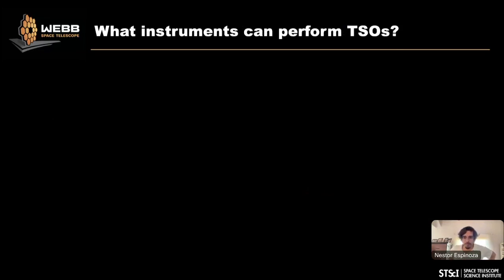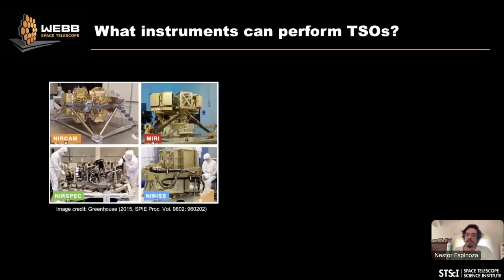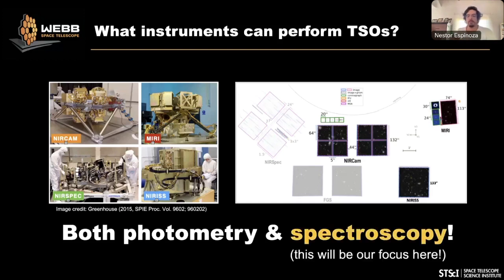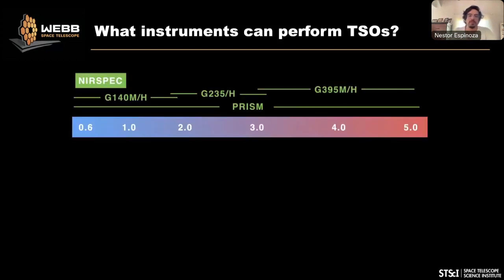What instruments can perform TSOs? Well, all of the 4 instruments onboard JWST can actually perform TSOs: NIRCam, MIRI, NIRSpec, and NIRISS. They have different positions, of course, in the observatory itself, and you can actually do photometry and spectroscopy with TSOs. There are certain instruments that allow you to do photometry and spectroscopy simultaneously, even, like NIRCam in some of the modes. But in this JWebinar, we will be focusing only on spectroscopy. Some of the things you will learn, you can use as well on photometry.